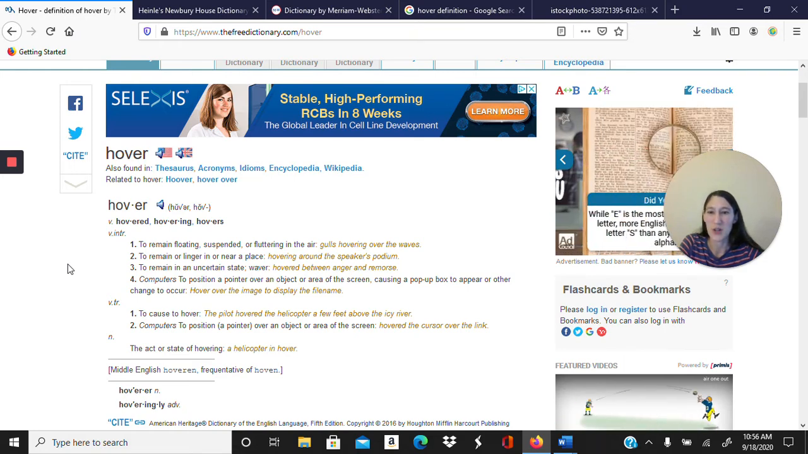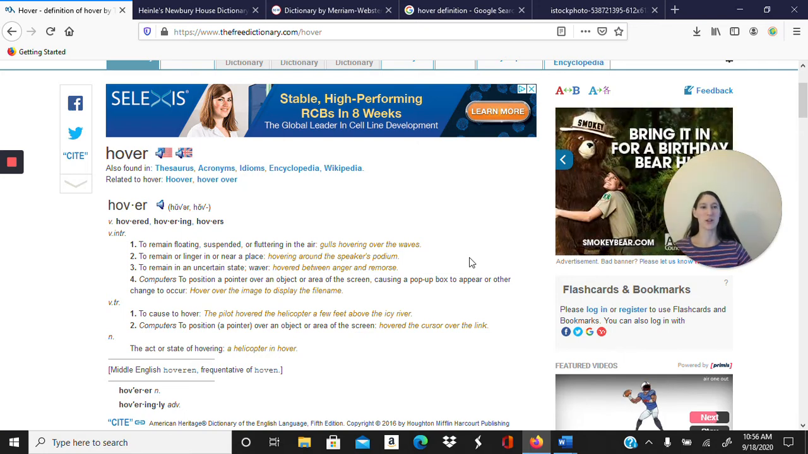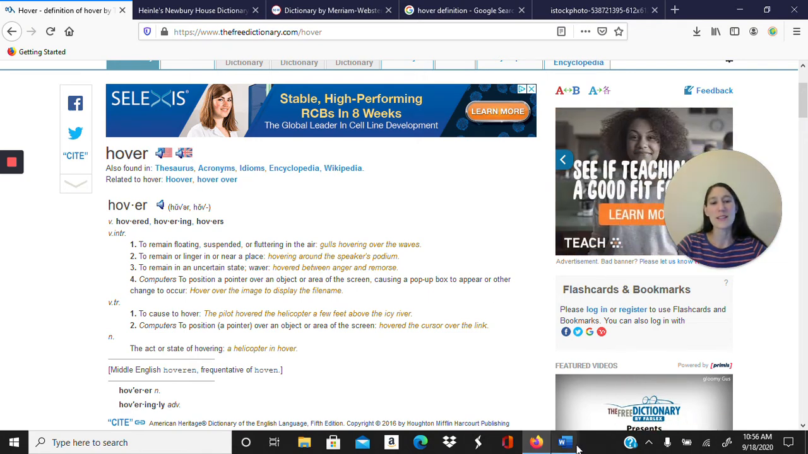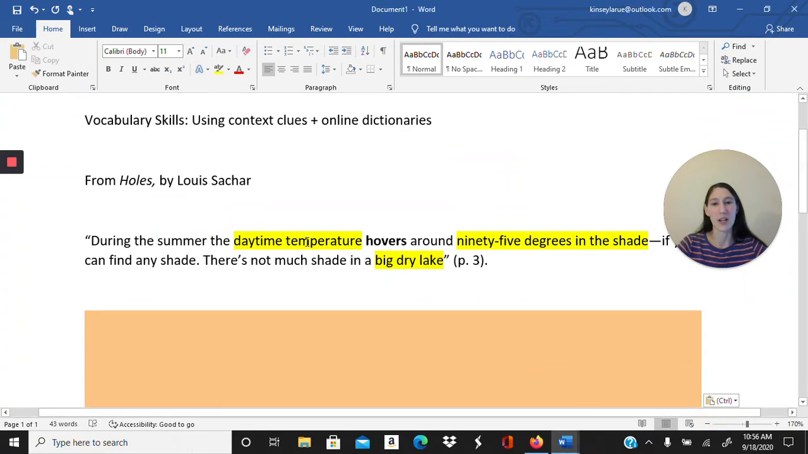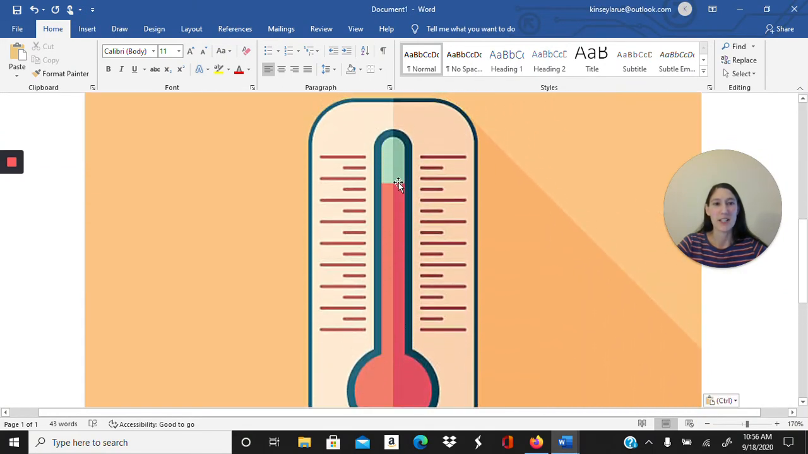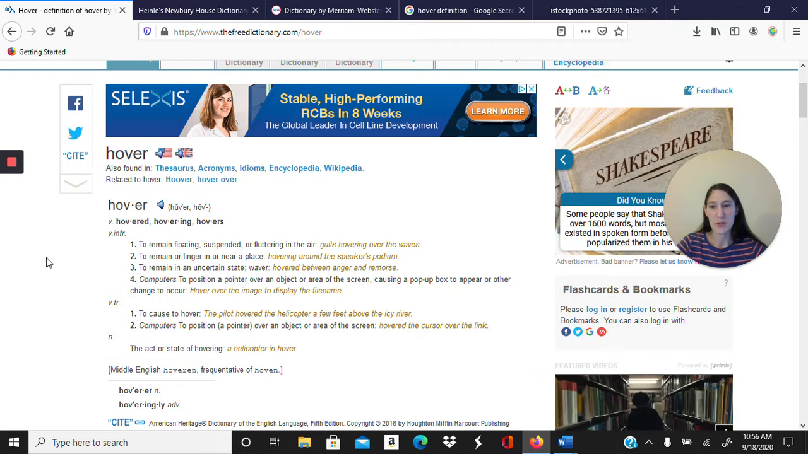That's a little bit closer to what I'm thinking about. Now, the example says hovering around the speaker's podium. That's a more literal meaning of when you're in a place and you kind of are hovering around that place, being near that place. But I think that connects a little bit better here, because if I think about that thermometer, then it's saying it's near the 95-degree mark on the thermometer, okay? So that helps me a little bit more.